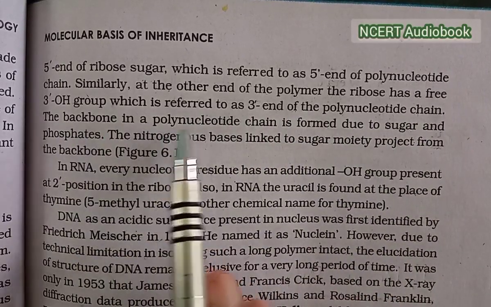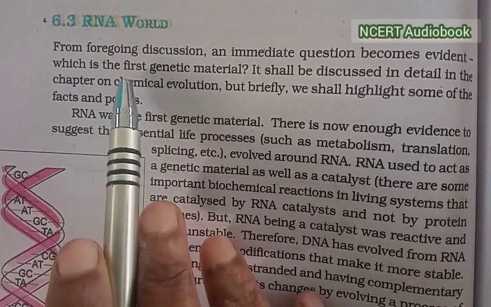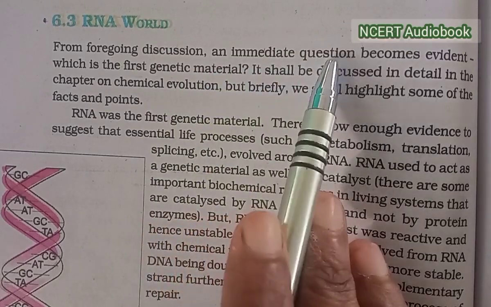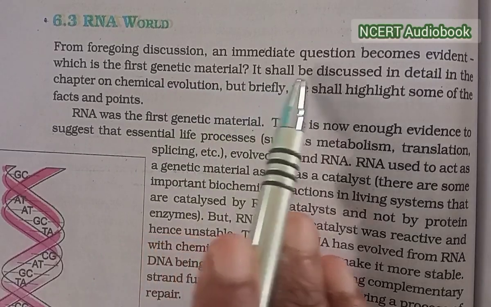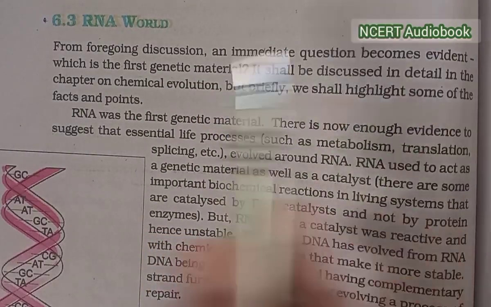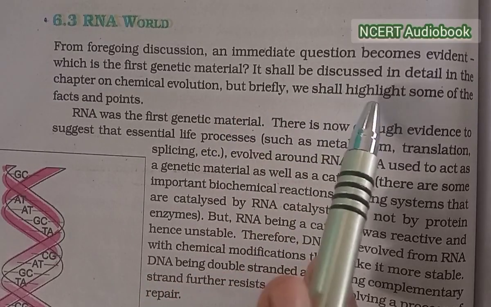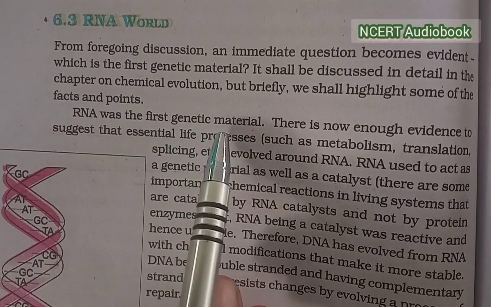The backbone in the polynucleotide is formed due to the sugar and phosphates. The RNA world. From the foregoing discussion, an immediate question becomes evident: which is the first genetic material? It shall be discussed in detail in the chapter on chemical evolution, but briefly we shall highlight some of the facts and points. RNA was the first genetic material.